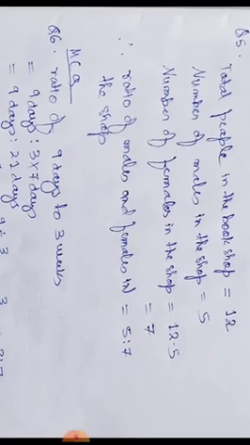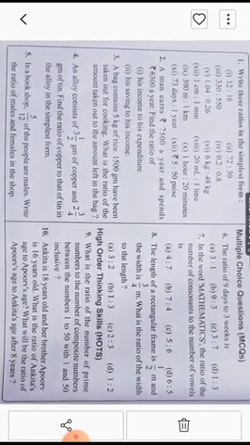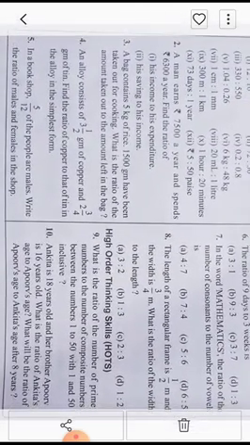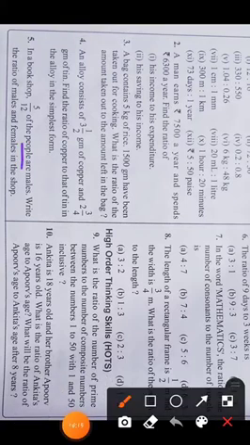Now let us see question number 5. In the question number 5, what is question number 5? We'll see now. Okay. Question number 5 is, in a bookshop 5 by 12 of the people are males. Write the ratio of males and females in the shop. So you can see the ratio of male is given, but the females ratio is not given. But they are asking us to find the ratio of males and females.